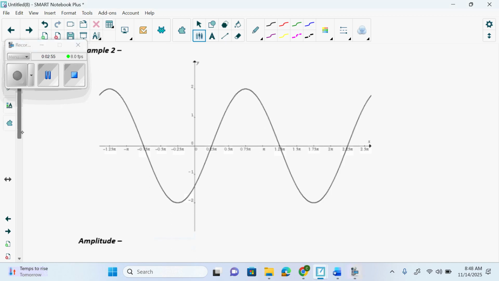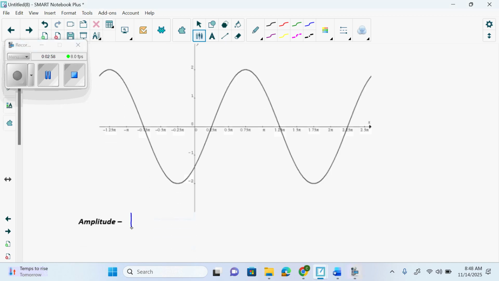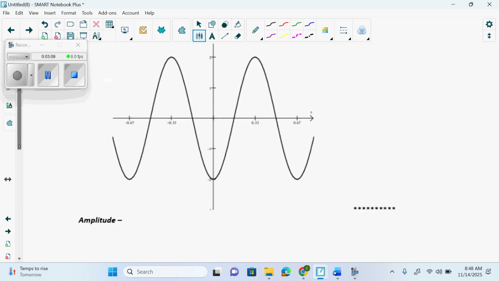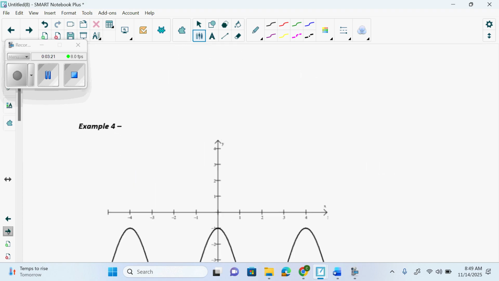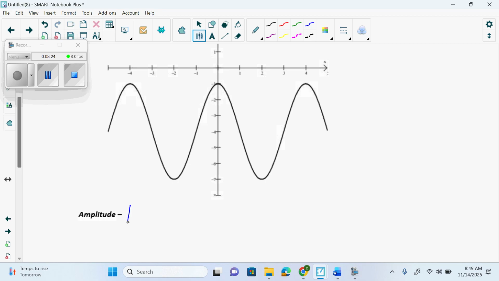Go. Amplitude of this one would be the absolute value of 2 minus negative 2 divided by 2, which is 4 over 2, which is 2. Next graph. This one is the absolute value of 2 minus negative 2 divided by 2, which is 2. Remember, I talk, you don't. Only thing I asked. Okay. 4. Absolute value of negative 1 minus a minus 7, which is 6 divided by 2, which is 3. Or you can literally count it. 6 divided by 2 is 3.